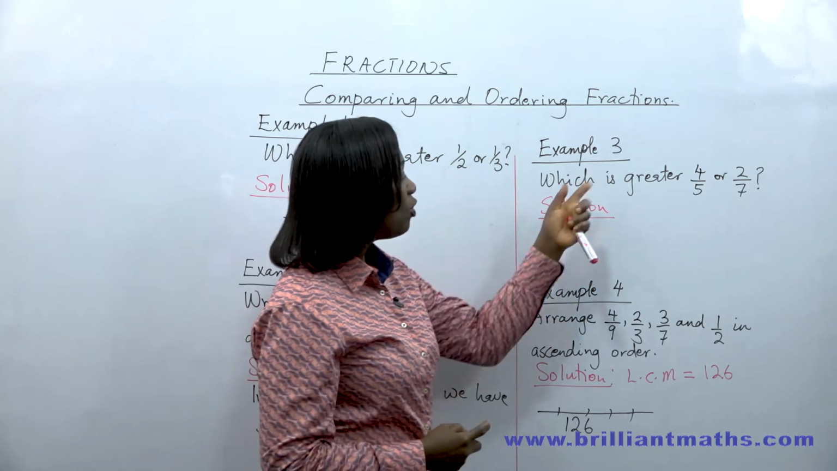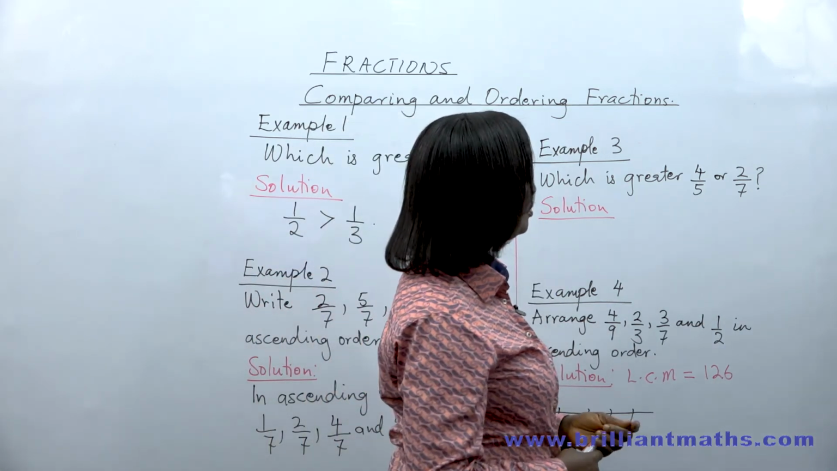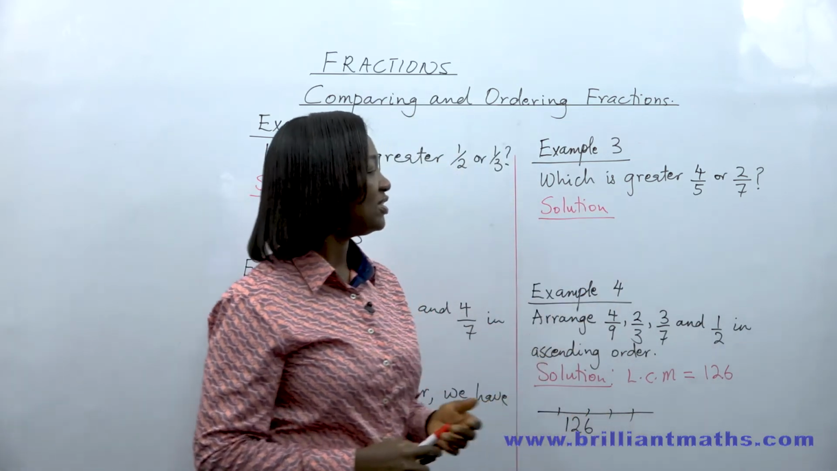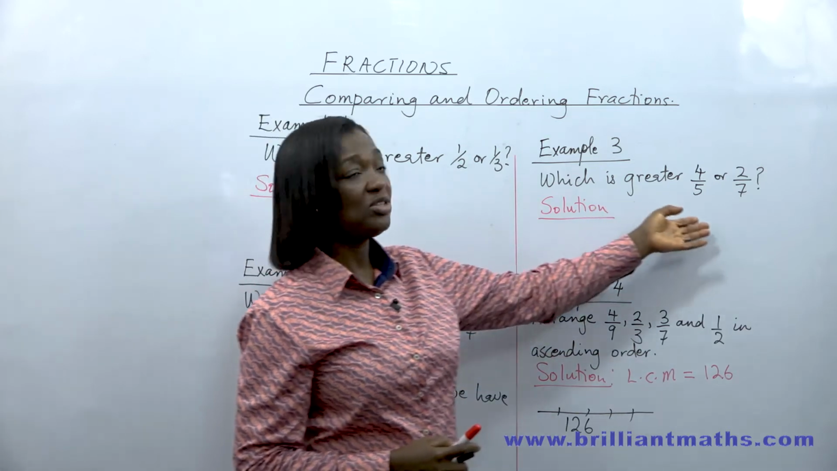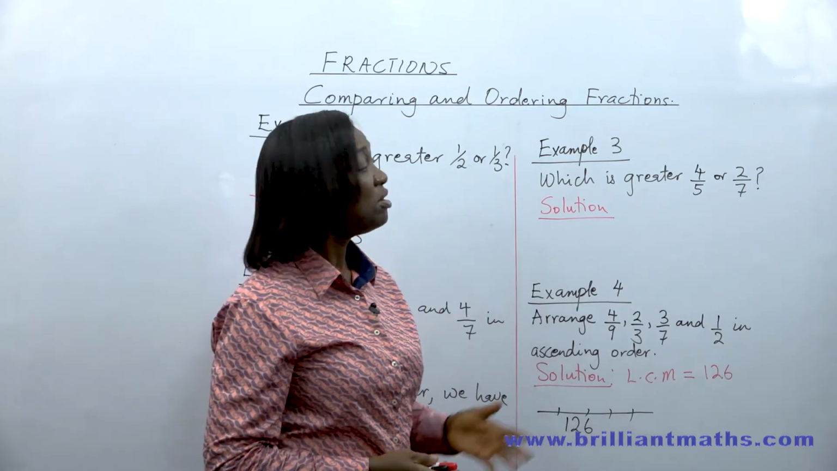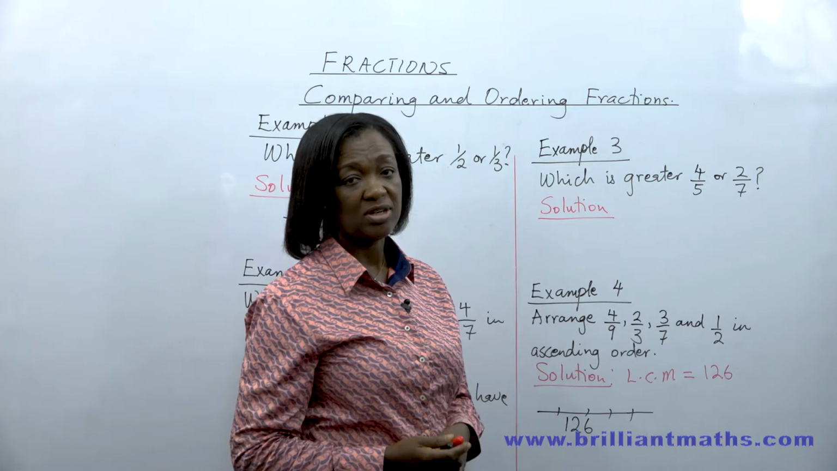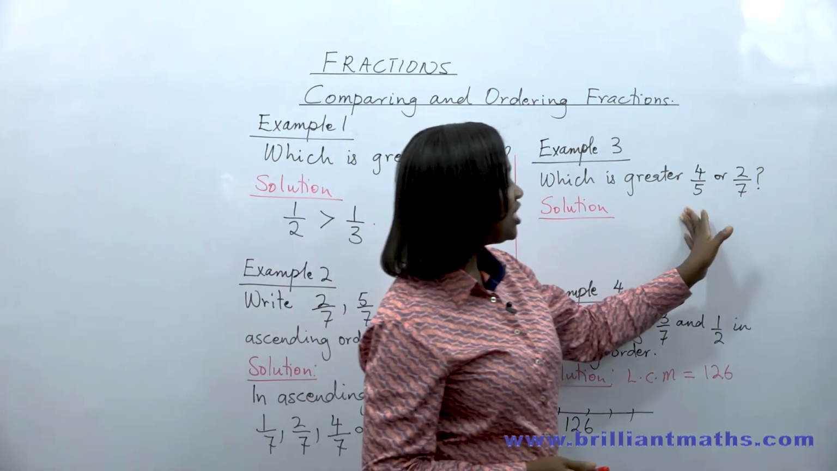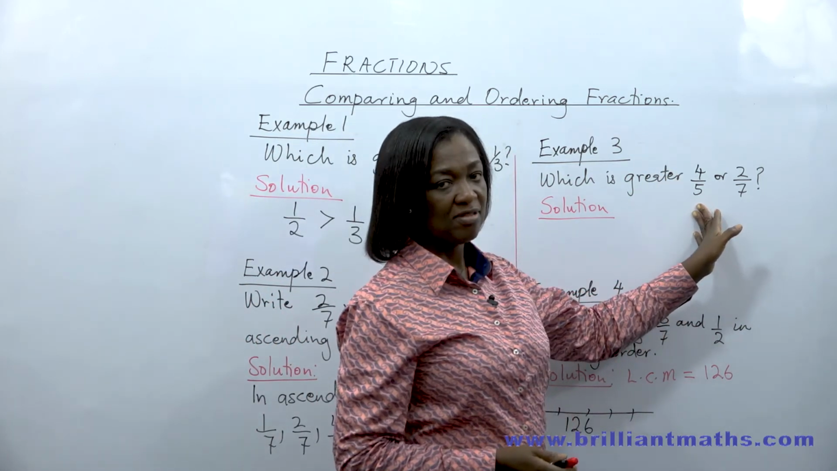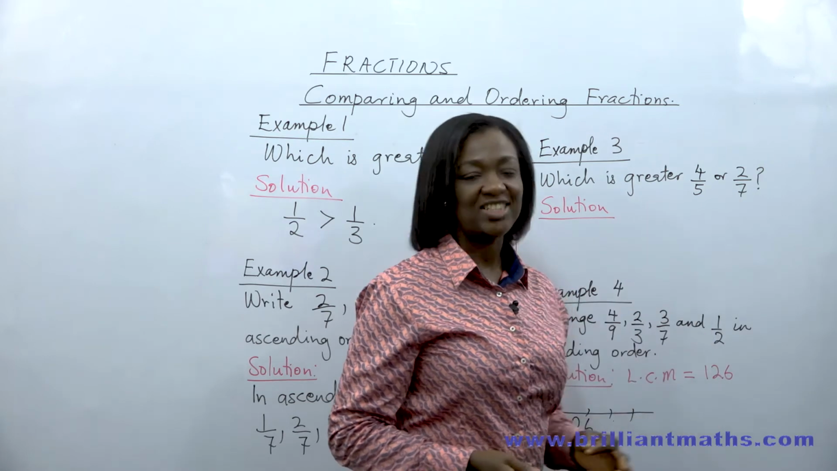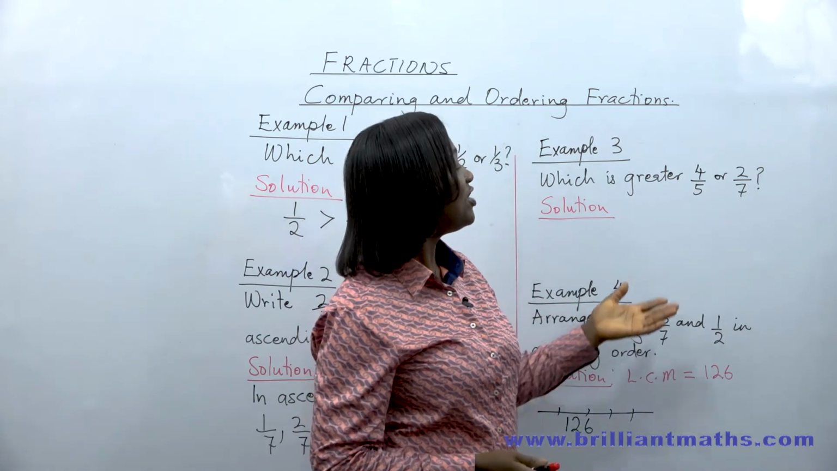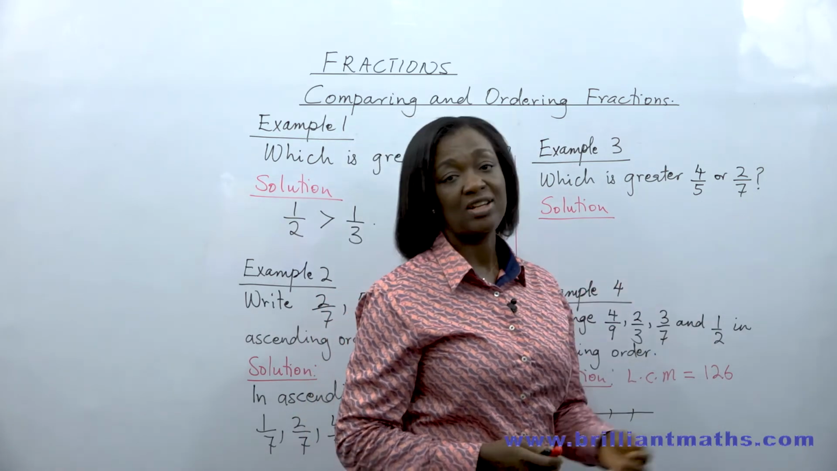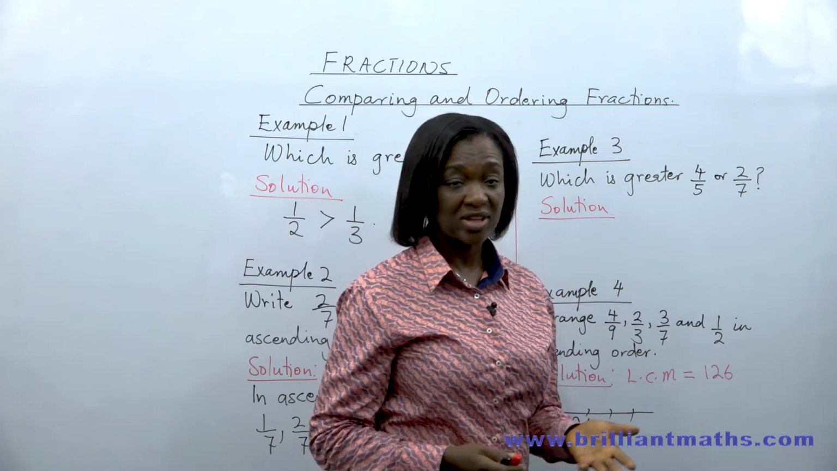Example 3, which is greater, 4/5 or 2/7? There are several ways you can compare this. We could do this by simple observation. 4/5 is greater than half, and 2/7 is less than half. So we definitely know that 4/5 is greater than 2/7. That's one way, simple observation.